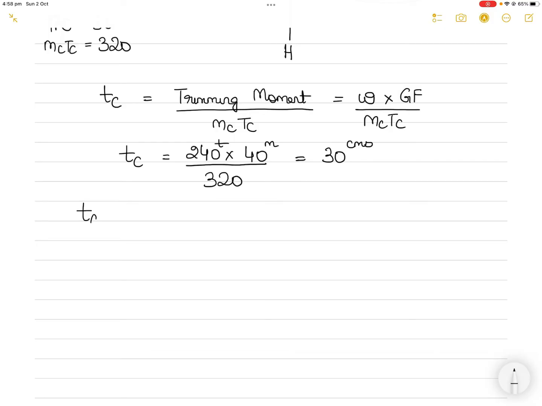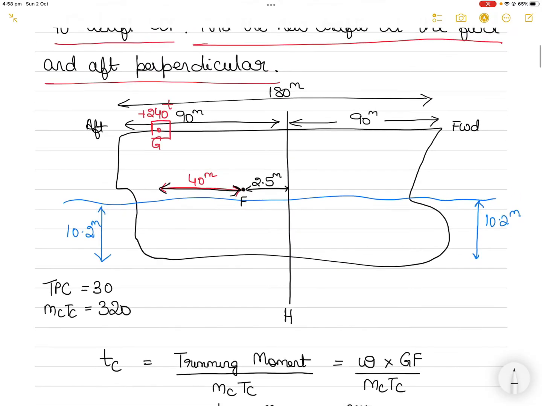Then change in the trim aft is given by the formula: change in trim, which you have just calculated, multiplied by AF. AF is nothing but the longitudinal distance from the center of flotation to the aft perpendicular. So this distance here.